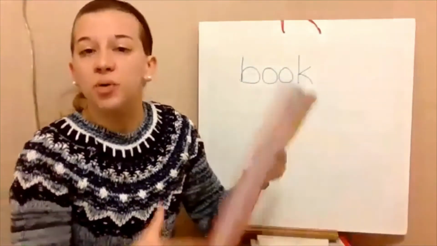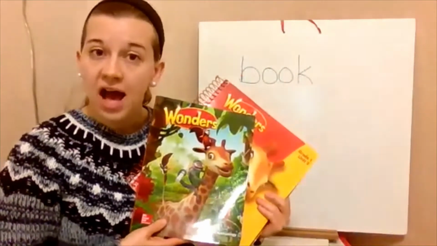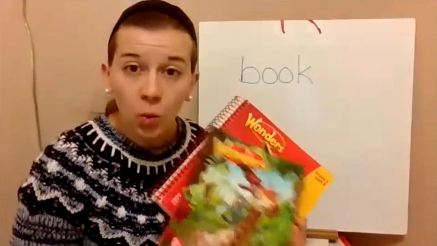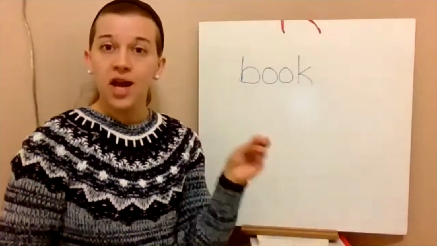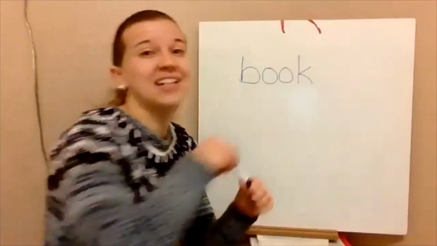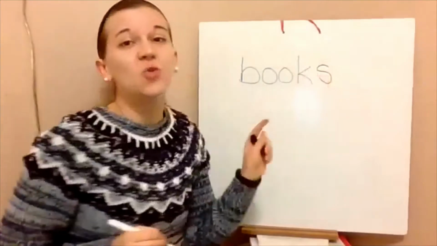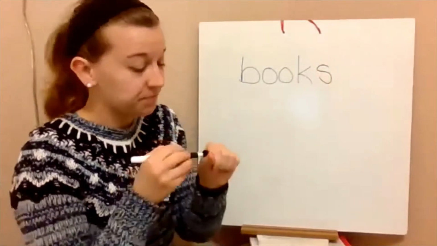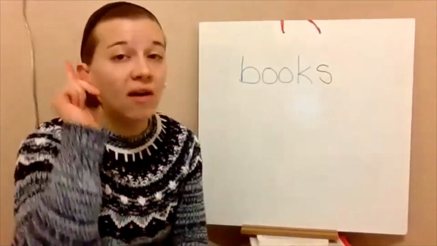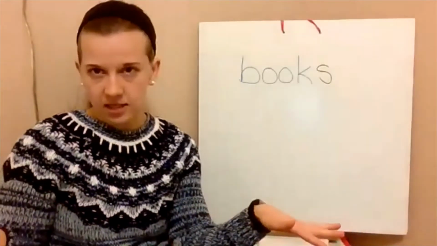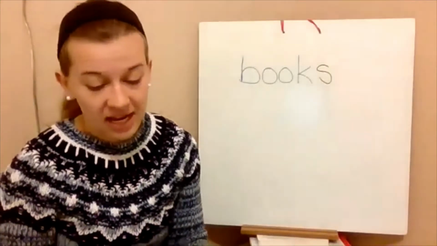Like this big book. Now, how many do I have? I have two. I have two, but do I say two book? No, remember you've got to add an S to the end. So it's two books. Two books, okay? Two books. All right, so remember, if you have one, there's no S at the end. But if you have more than one, you add an S, okay?